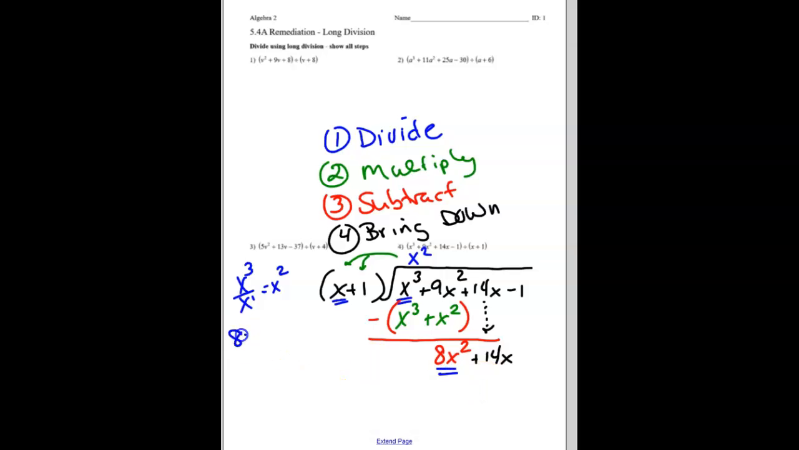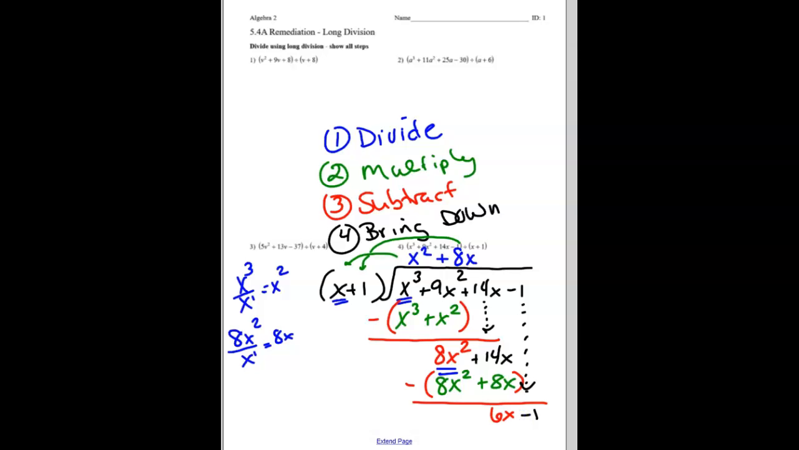So now you take the 8x squared and divide it by the 1x. And that leaves you with 8x. And it's a positive 8x, so up here I'm going to write down positive 8x. And now you repeat. So the 8x gets distributed in. So 8x times x plus 1 would be 8x squared plus 8x. Now we're going to see how far off we are by subtracting those. Lead terms should always cancel, and they do. And you end up with a 6x. Oh, good news. You have another term to bring down.